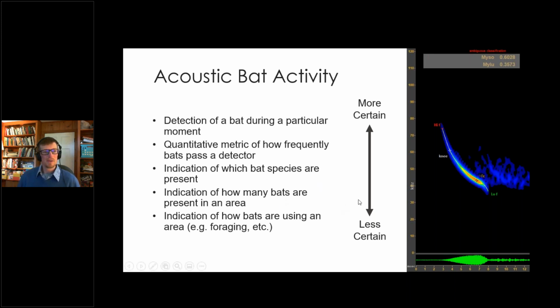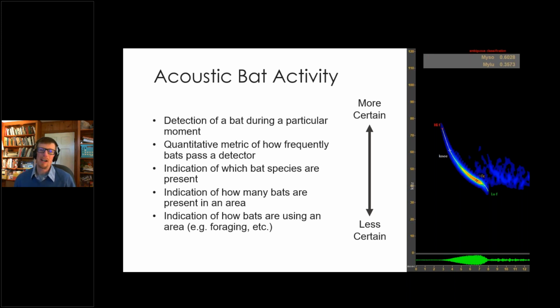And then as we're getting down towards the less certain area, if you look at this scale of more certain and less certain, acoustics provides some indication of how many bats are present in an area, but it's very difficult to actually quantify numbers of bats acoustically. And then lastly, you can learn something about how bats are using an area, as in, are they foraging, are they simply passing through? Although this gets quite difficult to tease these behaviors out precisely using acoustics.